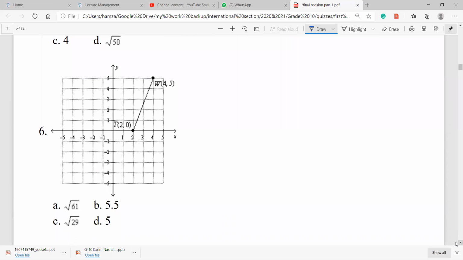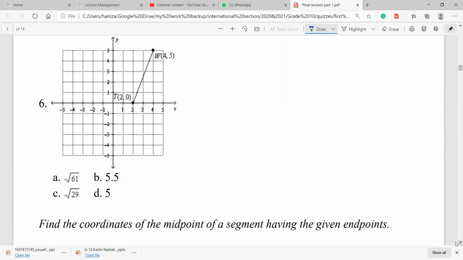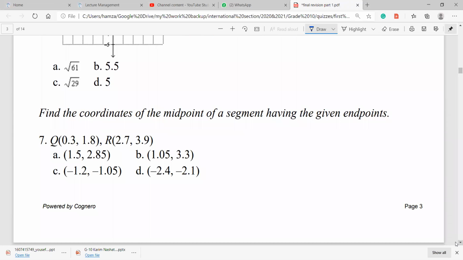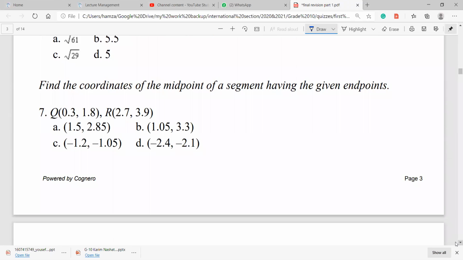Same thing, I will not solve this one, guys. This is for you. Number 6, solve it by yourself. Find the coordinate of the midpoint. Also, the midpoint formula, guys.